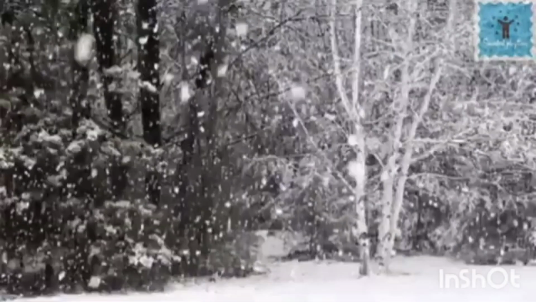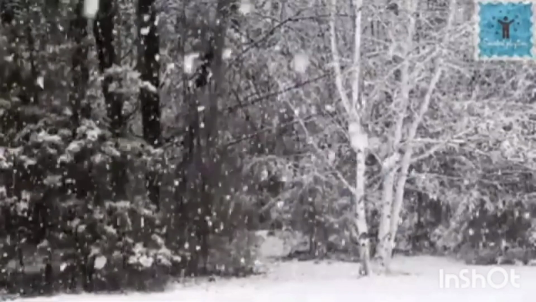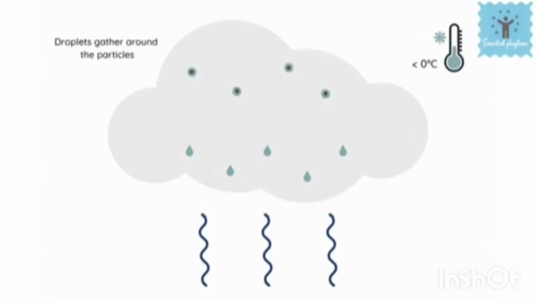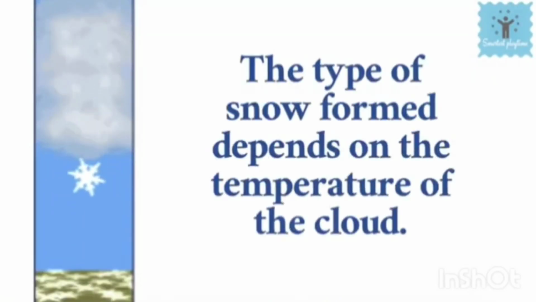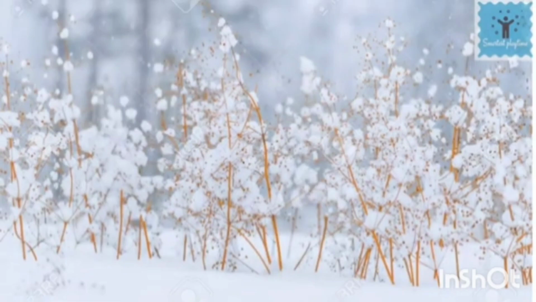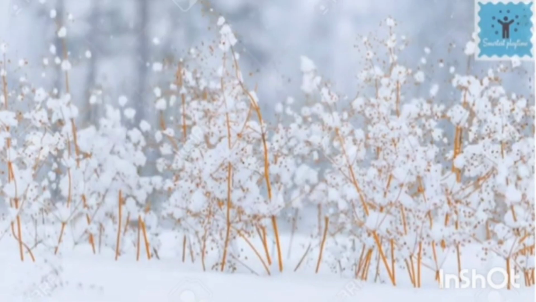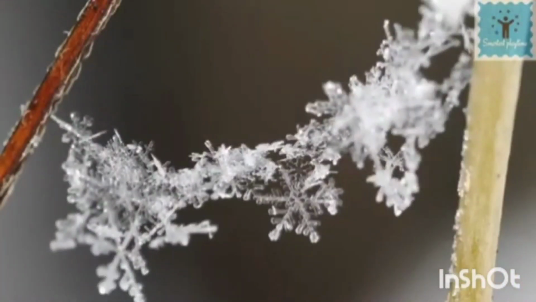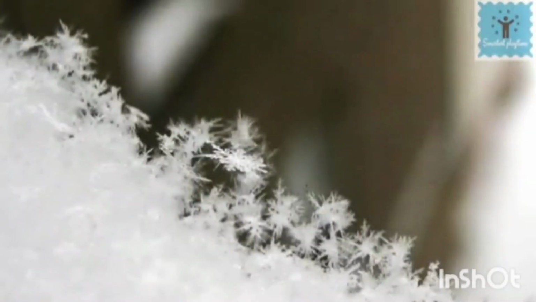The next form is called snow. Small flakes and pellets of ice make up snow. Snowflakes are produced when the temperature in the cloud is cold enough for water vapors to form ice crystals. The type of snow that falls depends on the temperature of the clouds. Light, fluffy snowflakes form when the temperature is very low. Warmer temperatures produce heavy, wet snowflakes. Snowflakes can form in different shapes.